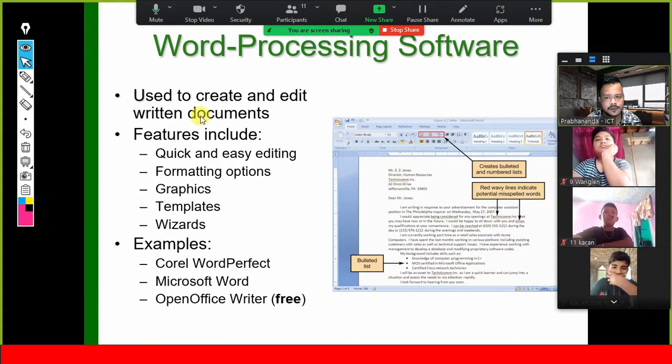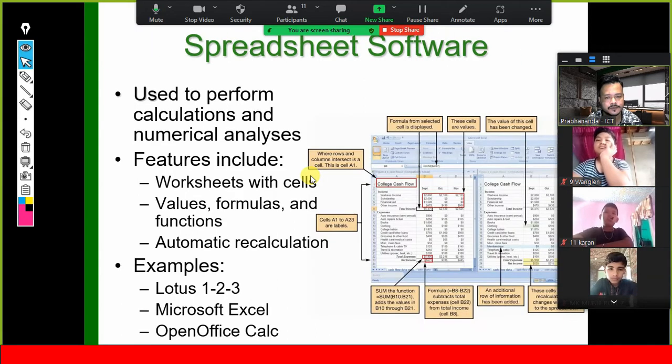Word processing software is used to create and edit written documents. Features include quick and easy editing, formatting options, graphics, templates, wizards. Examples: Corel WordPerfect, Microsoft Word, OpenOffice Writer. These are examples of word processing software.